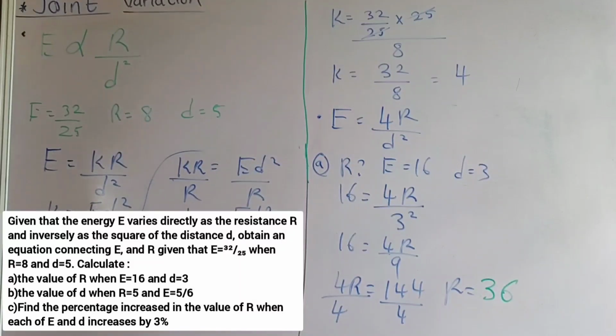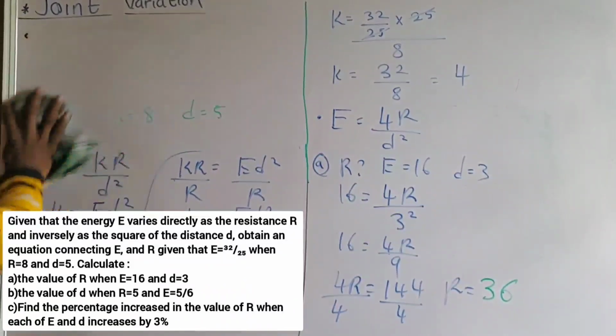Now we are asked to calculate the value of D. That's the second question now. Calculate the value of D when R equals 5 and E equals 5 over 6. Determine the value of D. Okay, let me erase this. Okay.